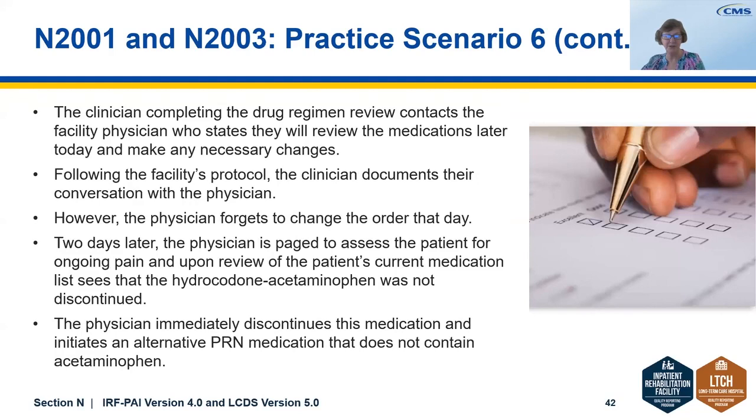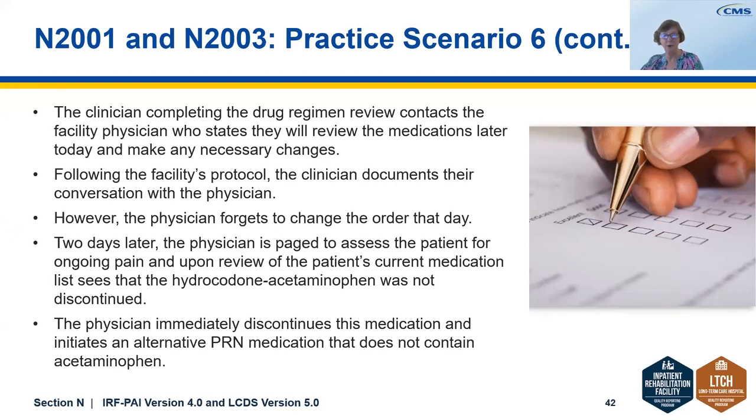So following the facility's protocol, the clinician documents their conversation with the physician. However, the physician forgets to change the order that day. 2 days later, the physician is paged to assess the patient for ongoing pain, and upon review of the patient's current medication list, sees that the hydrocodone acetaminophen was not discontinued. The physician immediately discontinues this medication and initiates an alternative PRN medication that does not contain acetaminophen.